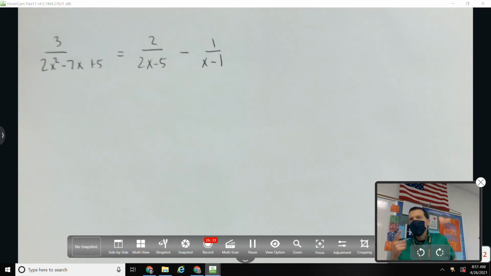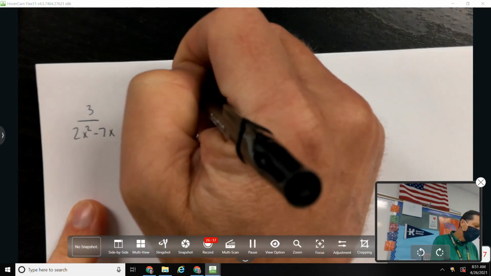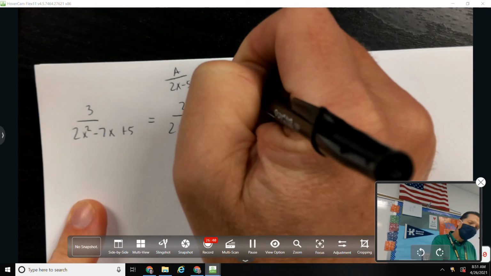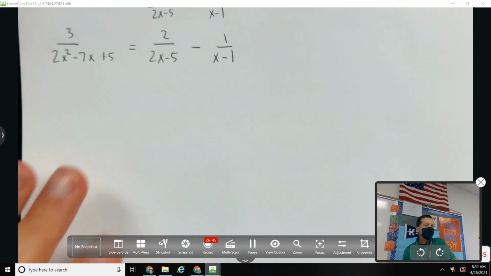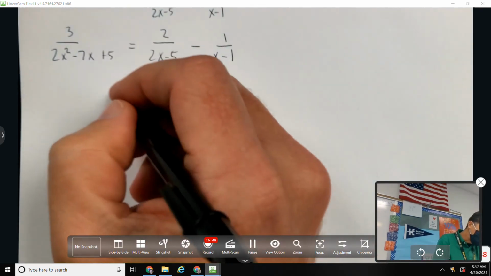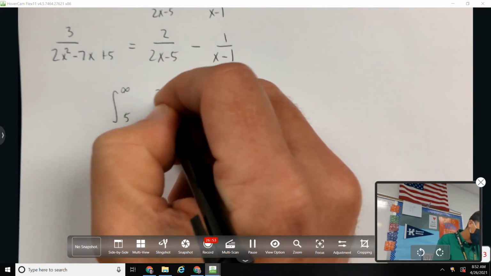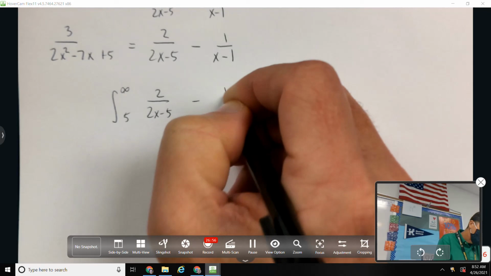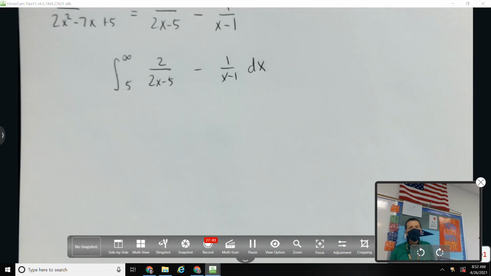And we did that in pre-cal, where you set this up as A over 2x minus 5 and B over x minus 1. I guess they just didn't want to force the students to figure that out or take the time to do it. So they just give it to you and say evaluate from 5 to infinity f of x. So I'm just going to go ahead and put those in there. Infinite limit, which seems kind of weird. Let's just see what happens here.